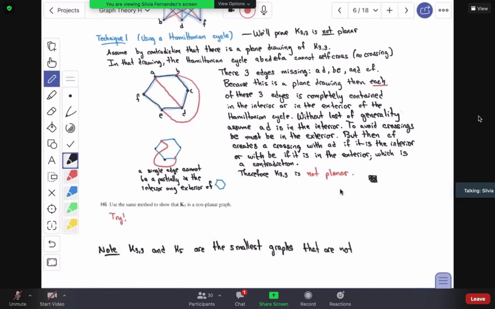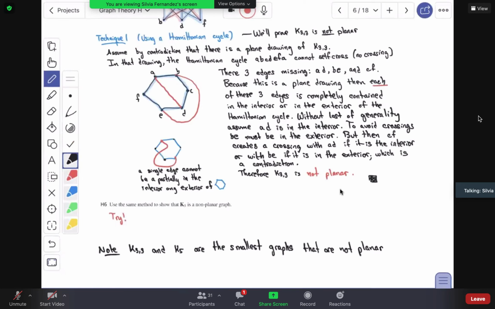Oh, maybe I said something wrong before. I said anything with less than 6 vertices is planar. That's not true. K5 is not planar. K33 is not planar. Anything smaller than those is planar. And 7 vertices and more could be anything. With 6 vertices or less, these are the only 2 that are non-planar. Okay?